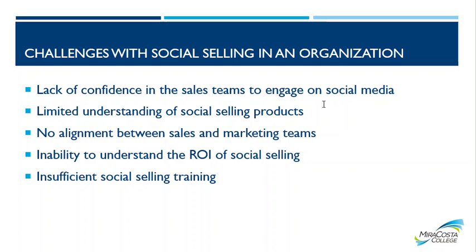There is a limited understanding of social selling products. No alignment between sales and marketing teams. So whether you like it or not, you need to become besties with the sales team, and it's not an easy thing to do if you're on the marketing side. They hate each other, but they love each other. Inability to understand the ROI of social selling, and insufficient social selling training.